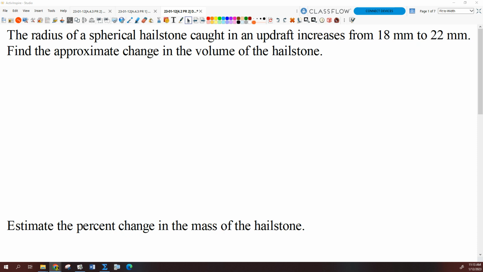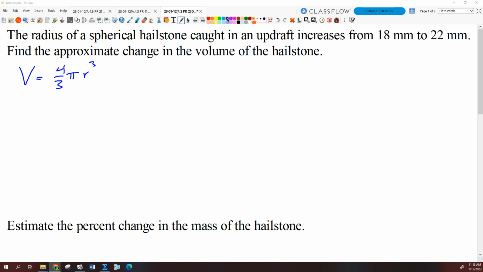Now, the radius of a spherical hailstone caught in an updraft increases from 18 millimeters to 22 millimeters. Find the approximate change in the volume of the hailstone. So what's our important equation here probably? What's the volume of a sphere? Four thirds pi r cubed. There we go.